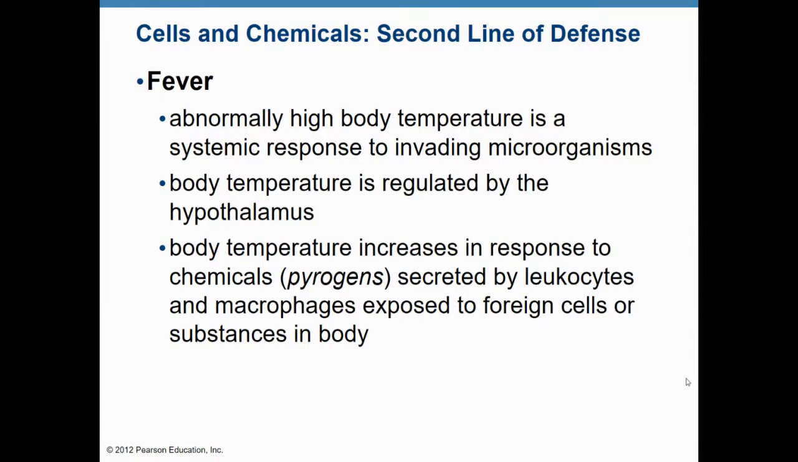Your body temperature is regulated by the part of your brain called the hypothalamus. Remember, that's part of the diencephalon. The body temperature will increase in response to chemicals that are secreted by white blood cells, and they're called pyrogens. Pyro means fire, right? So a pyromaniac is somebody that likes to light fires, and gen means generating. So these chemicals are going to reset your hypothalamic temperature, your hypothalamic thermostat, to a higher level.